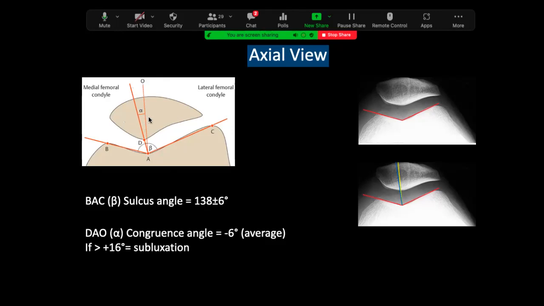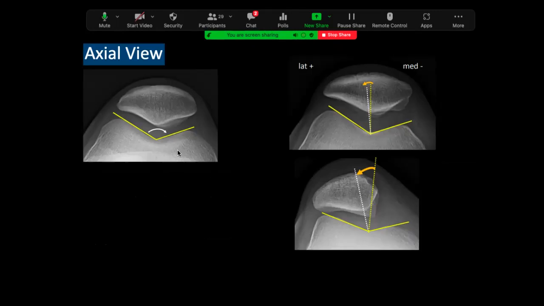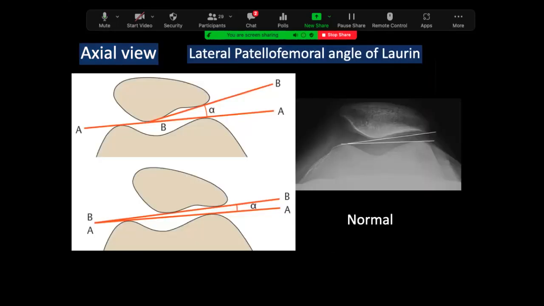That means minus 6 degrees is the average value, and if it is more than plus 16 degrees, that means if this line is on this side by more than 16 degrees, then we know that there is a patellar tilt. You can see the same thing here. This is the sulcus angle and this is the congruence angle. If there is more than 16 degrees of angle, then we can see there is patellar tilt. So this view is very important to know about patellar tilt, trochlear dysplasia, everything. And another thing is the lateral patellofemoral angle.